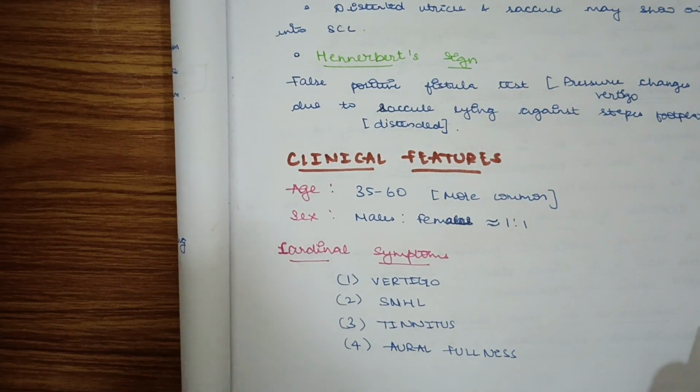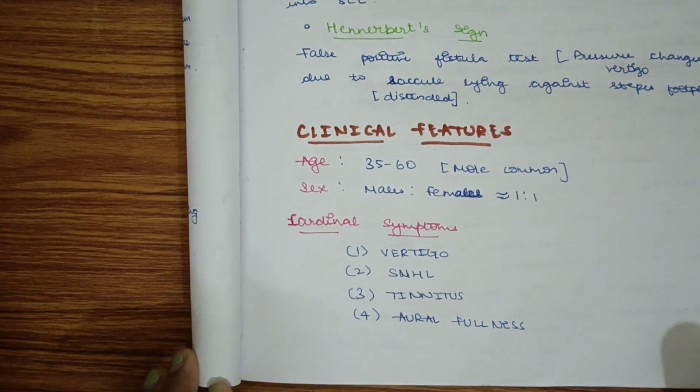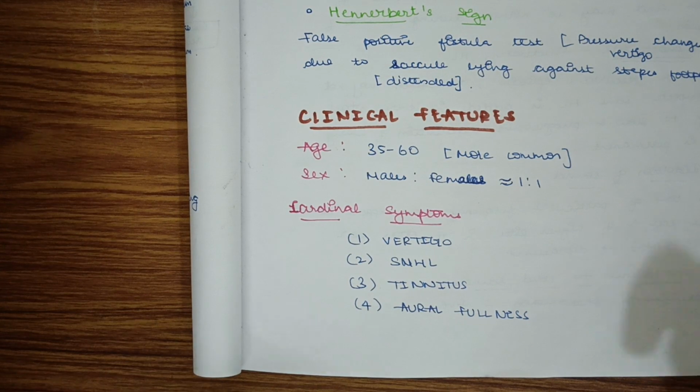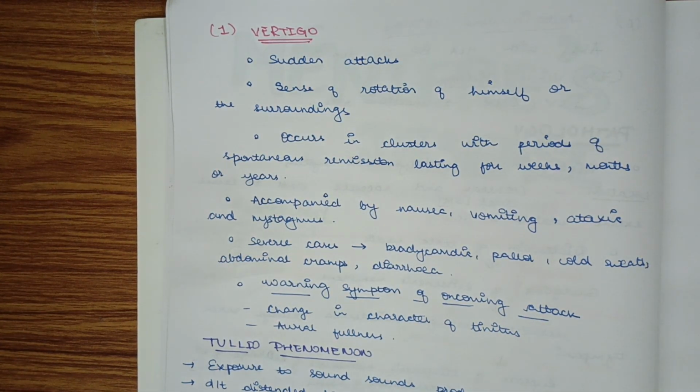Now we'll see the clinical features of Meniere's disease. The age group involved is 30 to 60 years of age, and it is almost equal in males and females according to Scott Brown. And now we'll see the cardinal symptoms, which are vertigo, sensorineural hearing loss, tinnitus, and aural fullness. Let us now look into each of them.